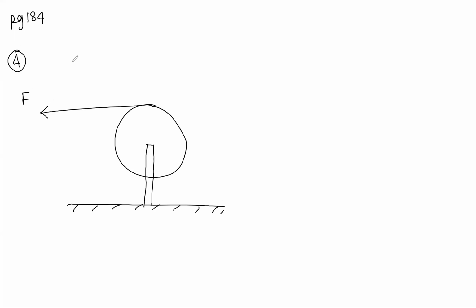The moment of inertia of the wheel is given as 0.20 kg meter square. The radius of the wheel is 20 centimeters, so that is 0.2 meters. And you're applying a force of 20 newtons. So it's asking you to find the angular velocity of the wheel after 5 seconds.